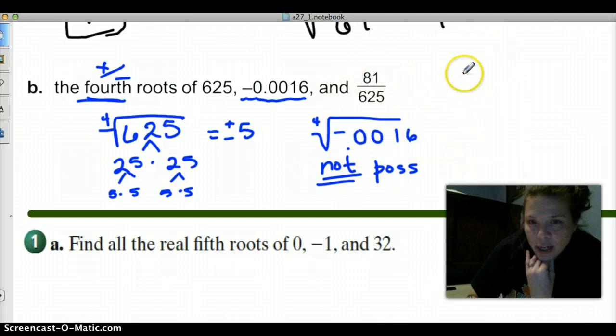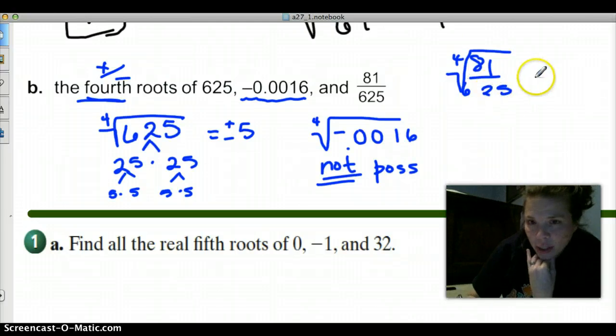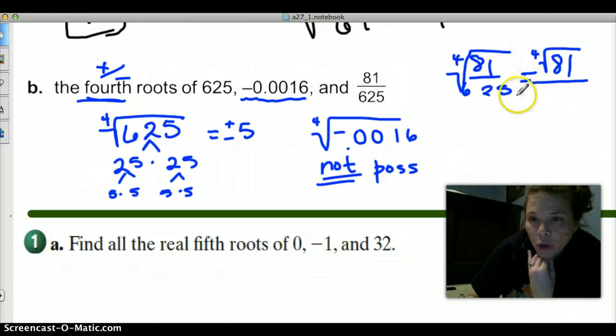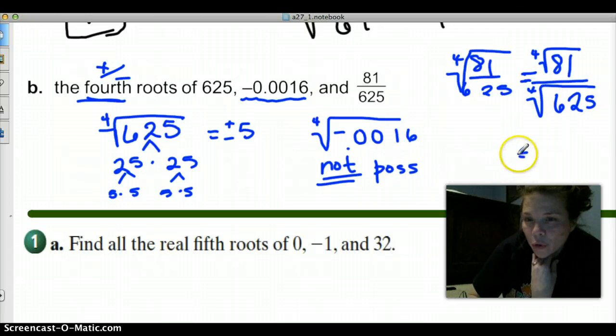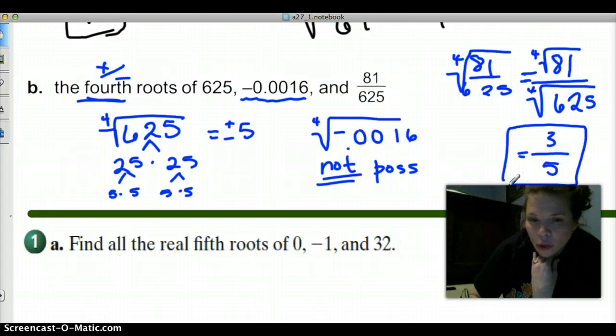Okay, so now we just have the fourth root of 81 over 625. That's really sloppy, sorry about that. Okay, the fourth root, we're going to go ahead and write this as the fourth root of 81 over the fourth root of 625. Fourth root of 81 is 3. The fourth root of 625 is 5. And that would be your answer.